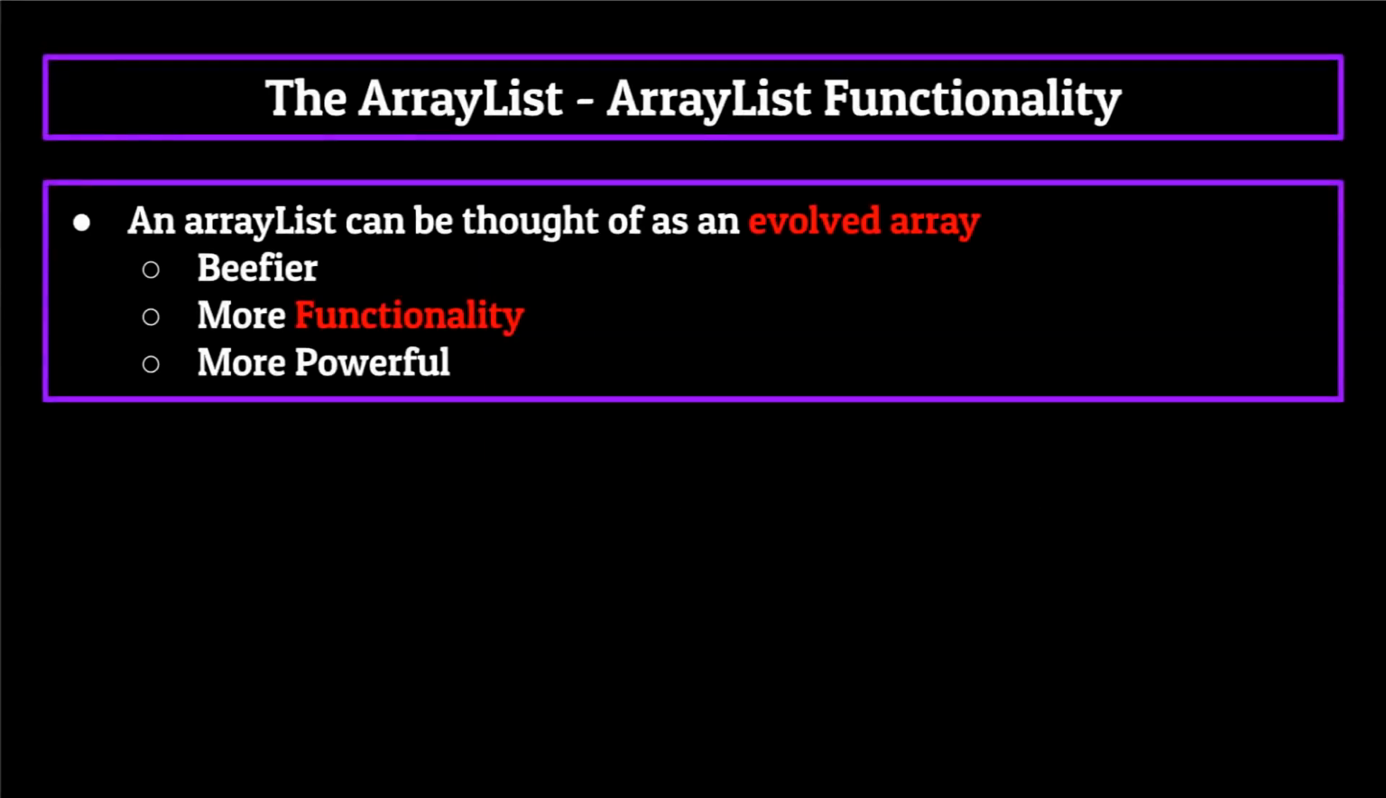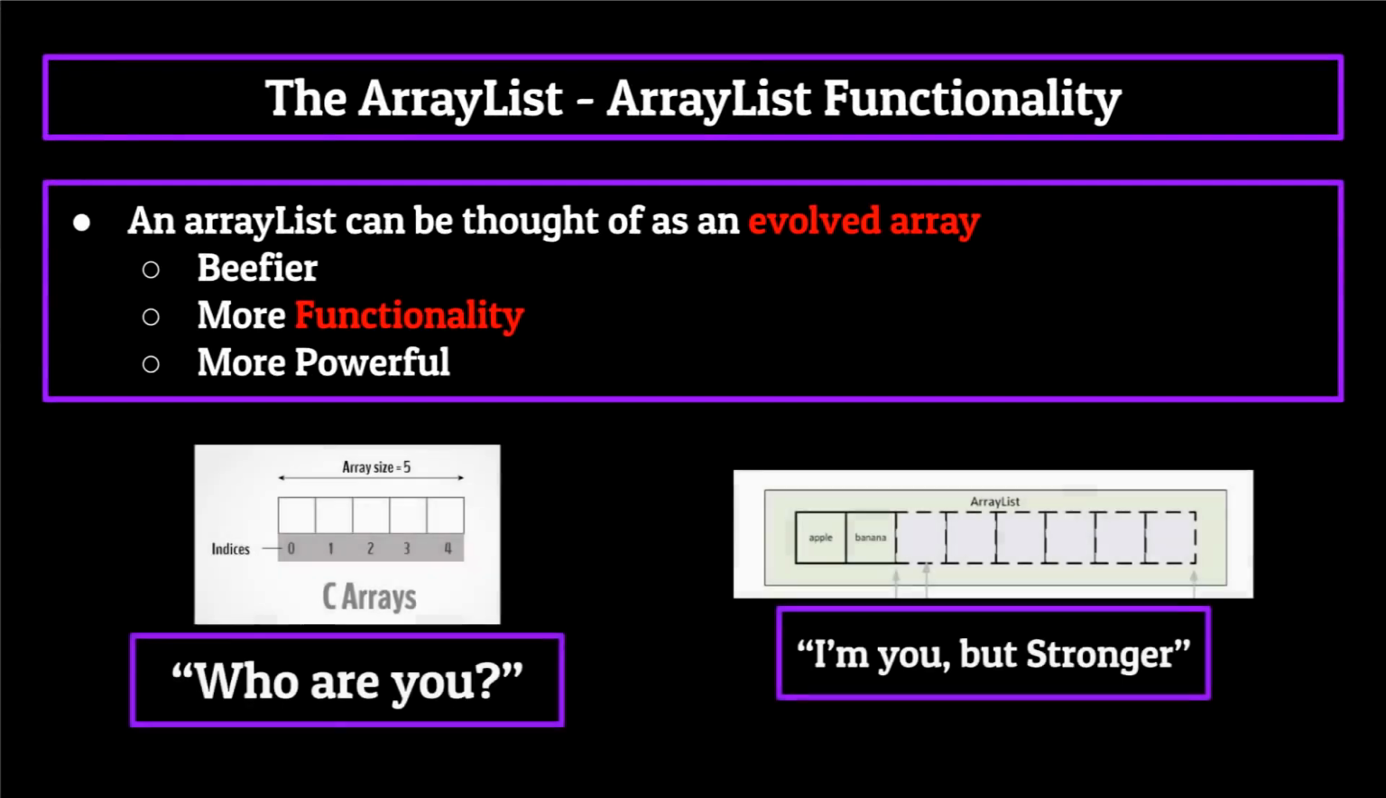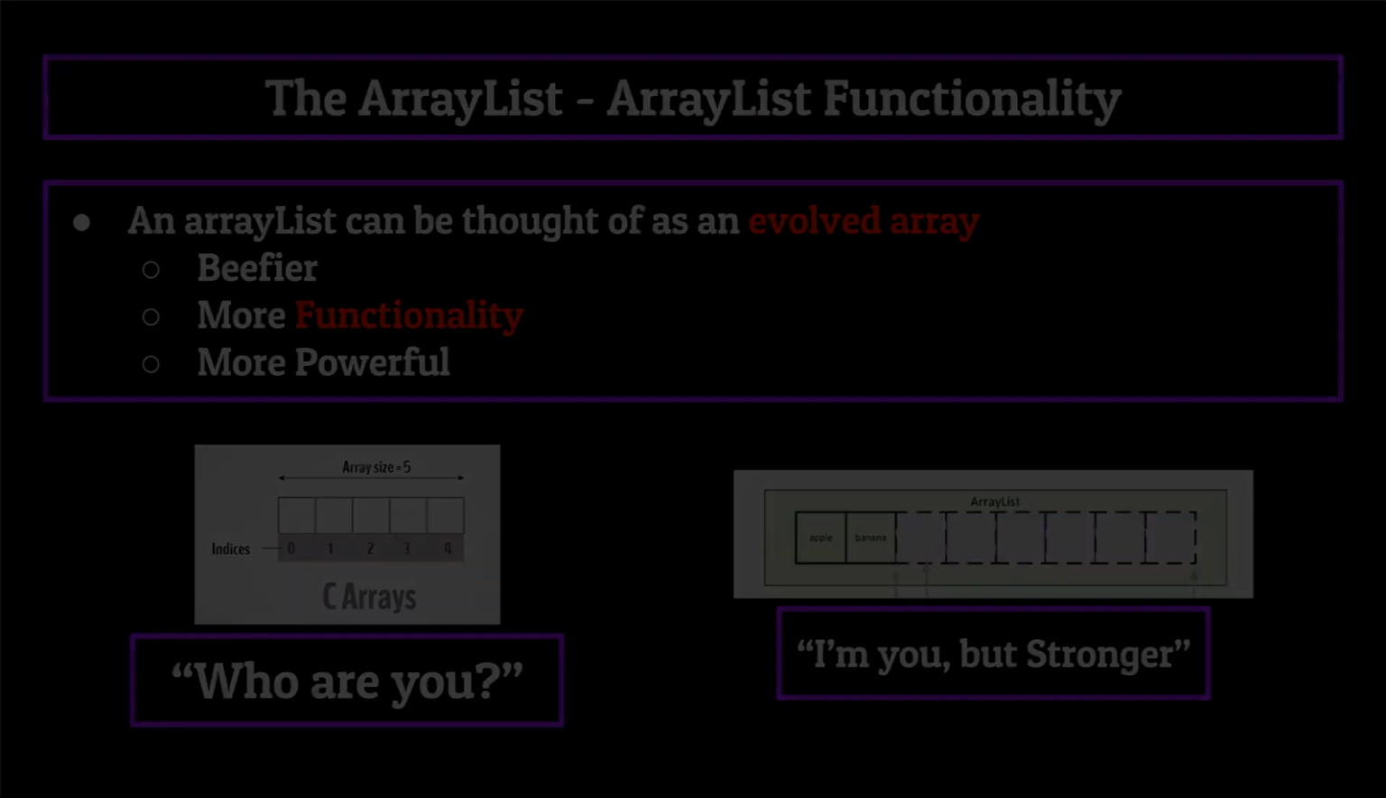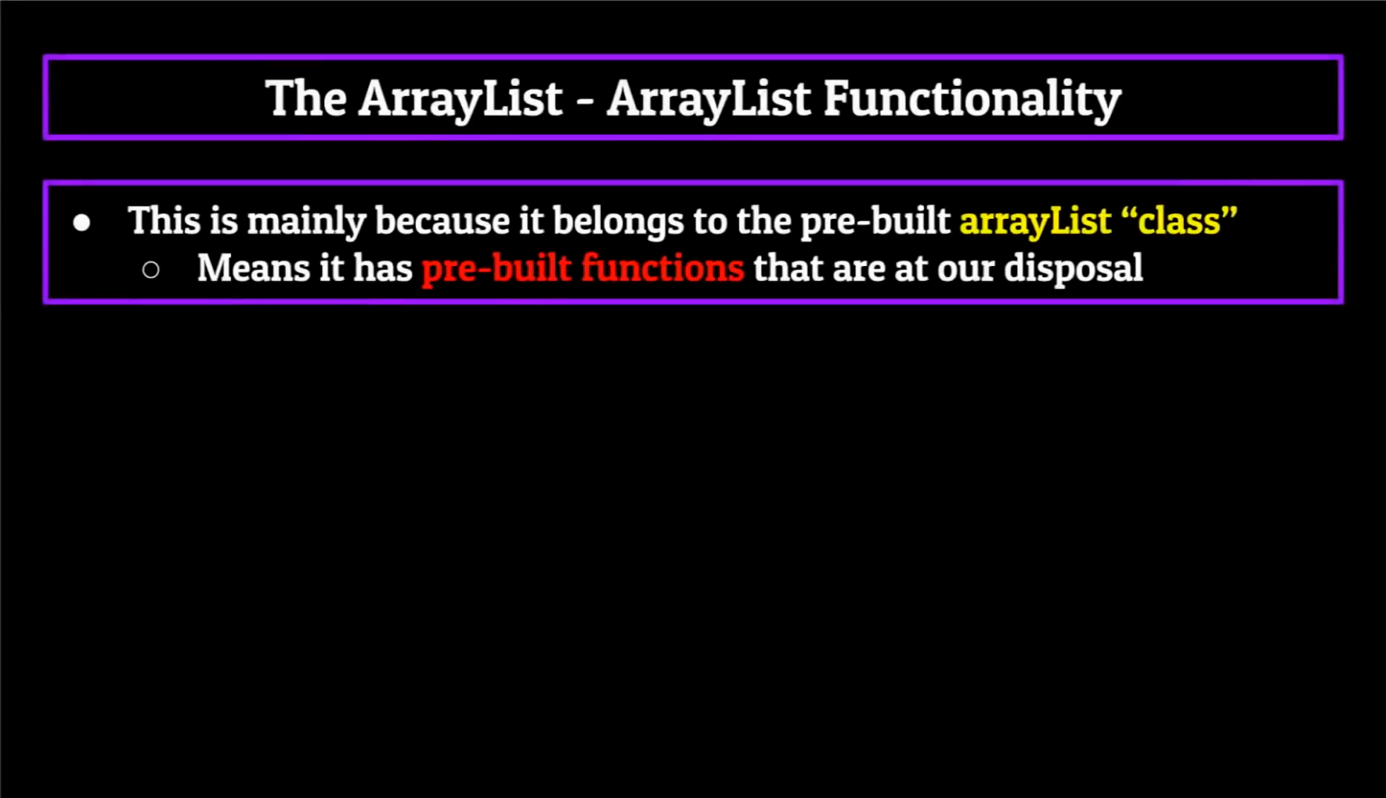Now the array list can be thought of as pretty much the evolved form of an array. It's a bit beefier, has a little bit more functionality, and is overall more powerful than an array. That's certainly not to say that it's better in every case, but for the most part, the array list is going to be thought of as the older sibling amongst the two. This is attributed to the fact that it belongs to the pre-built ArrayList class, which we talked about earlier.